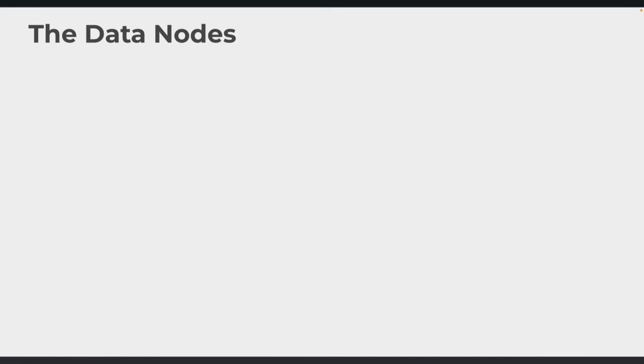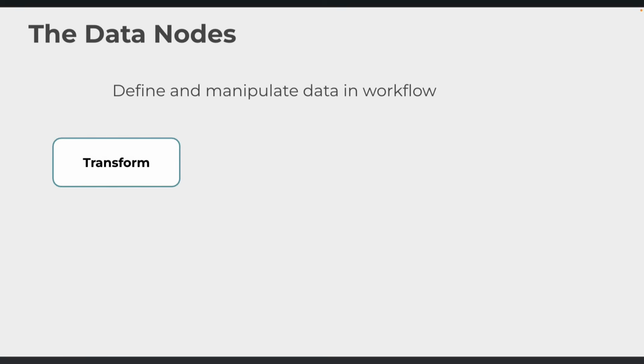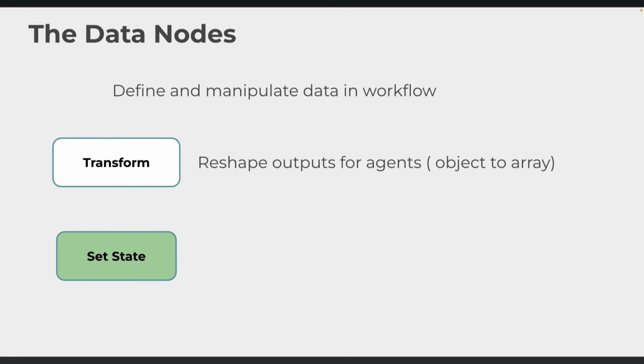So now let's look at the data nodes, because they're very important, because everything is about data, really. So what do they do? Well, they define and allow us to manipulate data in our workflow. And the ones that we have are transform and set state. So transform, what does it do? Well, transform is really useful for enforcing types to adhere to your schema, or in this case, to reshape outputs for agents. For instance, you can start with an object and transform that into an array and vice versa.